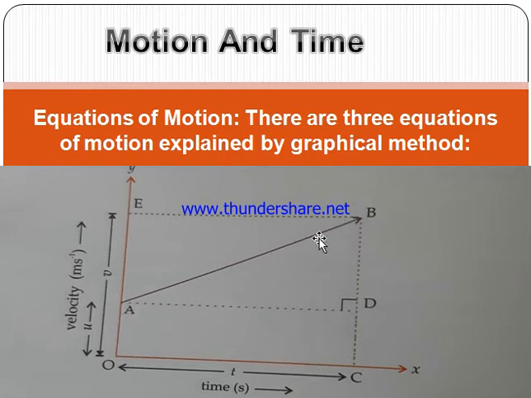And when the body comes to point B, what happens? The total time t is OC and the final velocity will be V, that is BC. Initial velocity, this is OA is equal to CD. This is U. This is U. And BC is equal to EO. This is equal to V, final velocity. And this OC is equal to AD is equal to EB. This is equal to T. Okay, everyone understand? So this is about my first graph.